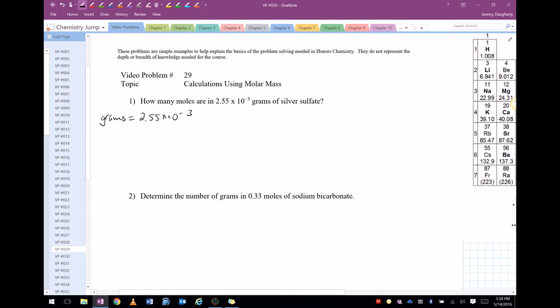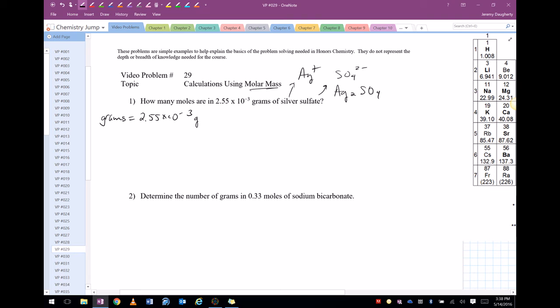Now silver sulfate, we have to figure out the formula for that because I want to go from grams to moles. I'm going to use the molar mass to go from grams to moles. So silver normally forms a positive 1 charge. Sulfate has a 2 negative charge, so the formula for silver sulfate is going to be Ag2SO4.